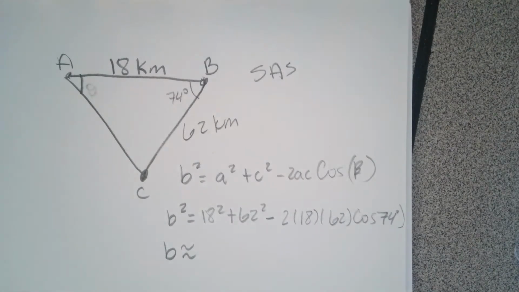3,562.7. Did you take the square root? No. Okay, take the square root. 59.68, unless you want me to round it. That's good. I need confirmation. Yeah.